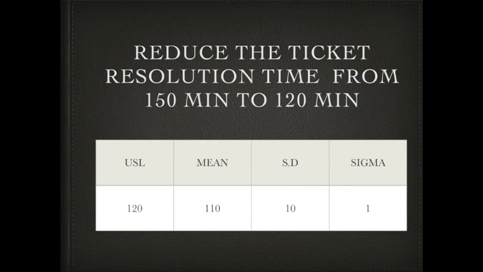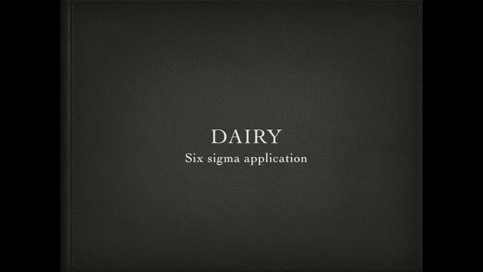So how much time is taken for people in a software company to resolve a ticket, that is the complaint. So that is what we are focusing here. Here the target is 120, the mean level is 110, the standard deviation is 10. The difference between mean and the target is just 10. We can accommodate only 1 standard deviation, so it is a 1 sigma process.